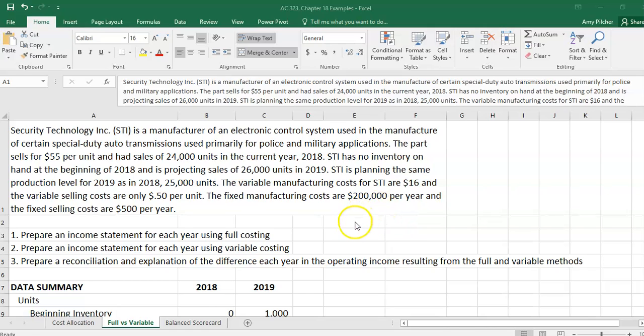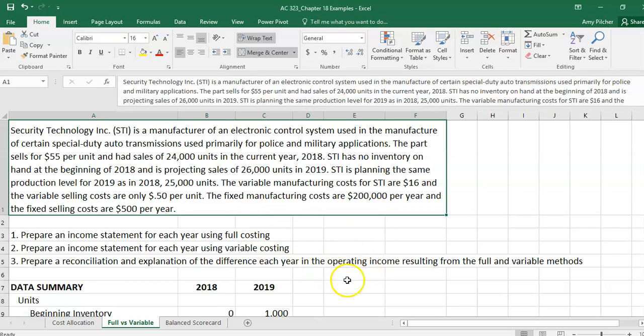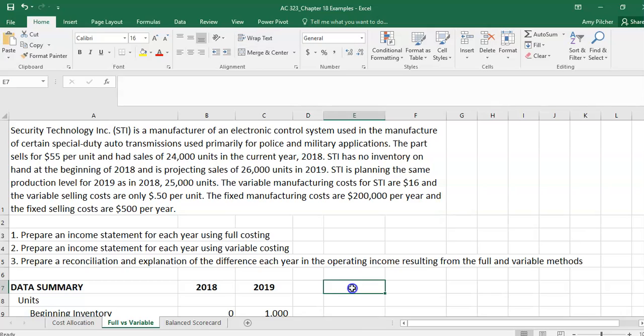The second example that we have for Chapter 18 looks at the comparison of absorption costing to variable costing. Absorption costing is also called full costing. This is the normal costing method that we learned throughout the entire textbook. So this is our inventoriable cost that follows US GAAP rules, which require full costing, and it requires fixed manufacturing costs to be inventoried as part of our inventory costing.